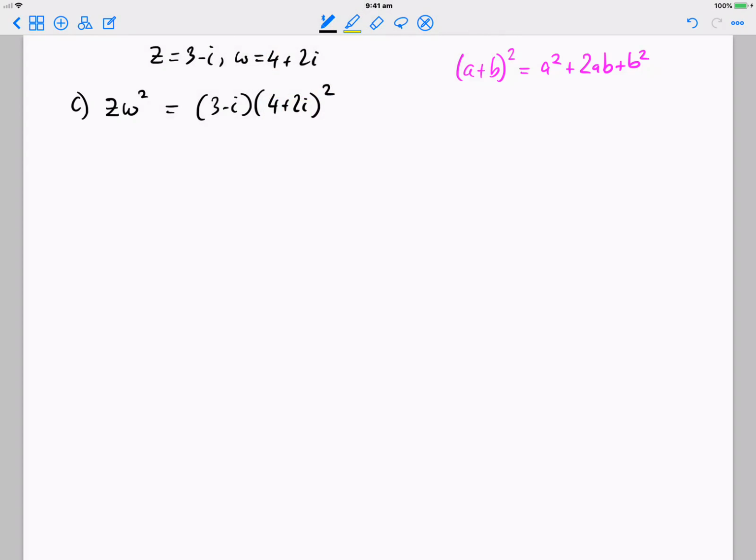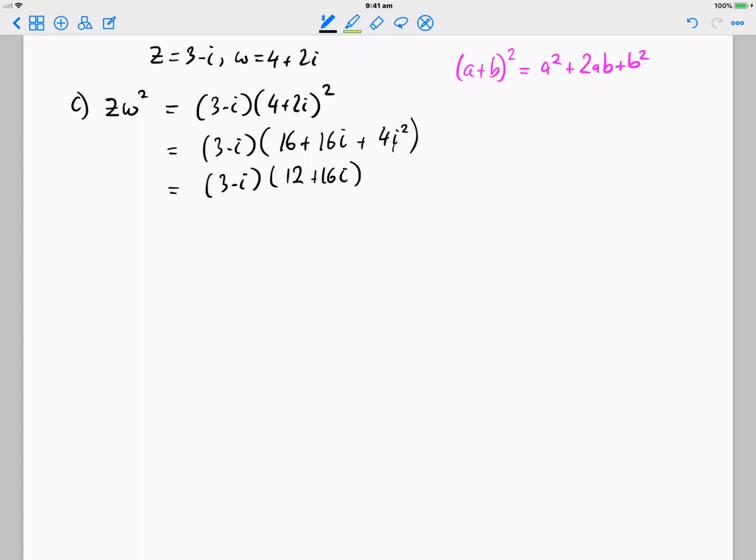So using that, I'm going to get 3 minus i, times 4 squared, 16, 2 times 4 times 2i, so that's going to be 16i. And then you're going to have 2i all squared, so 4i squared. But remember, we said that i squared is equal to minus 1. So 4i squared is actually going to be negative 4. And so you're going to get 16 minus 4, which is 12.